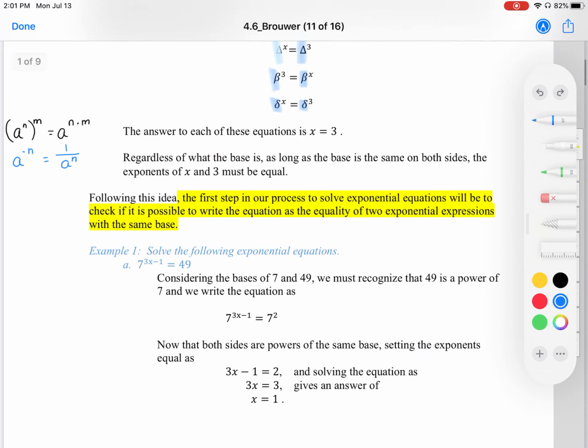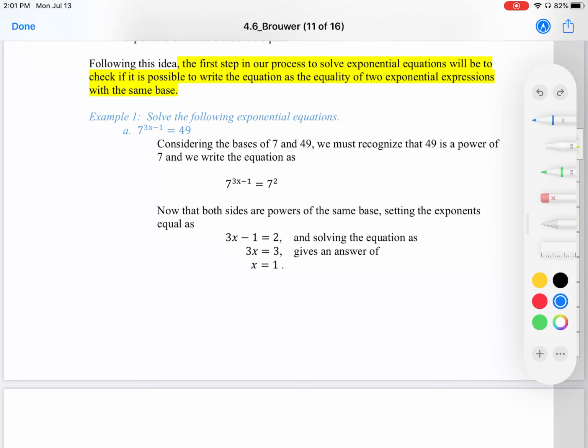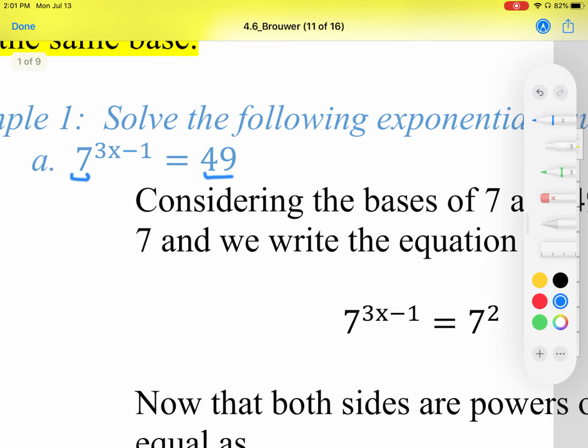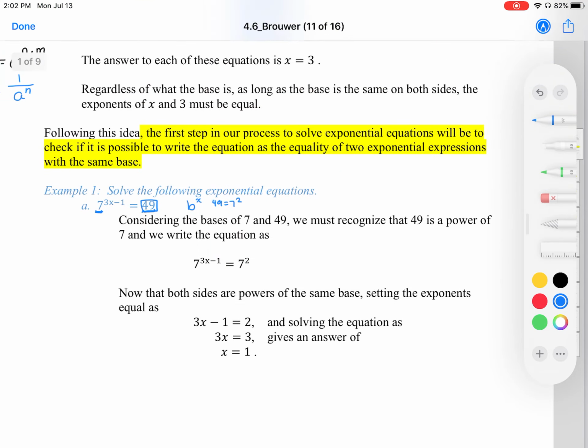All right, let's continue with example 1. Solve the following exponential equations. So we see that our bases are 7 and 49. Is there a way to write them so that we have the same base? Well, isn't 49 the same as 7 squared? Yeah, right? So I can change my 49 with something else and keep that base of 7. Considering the bases of 7 and 49, we must recognize that 49 is a power of 7, and we write the equation as 7 to the 3x minus 1 equals 7 squared.